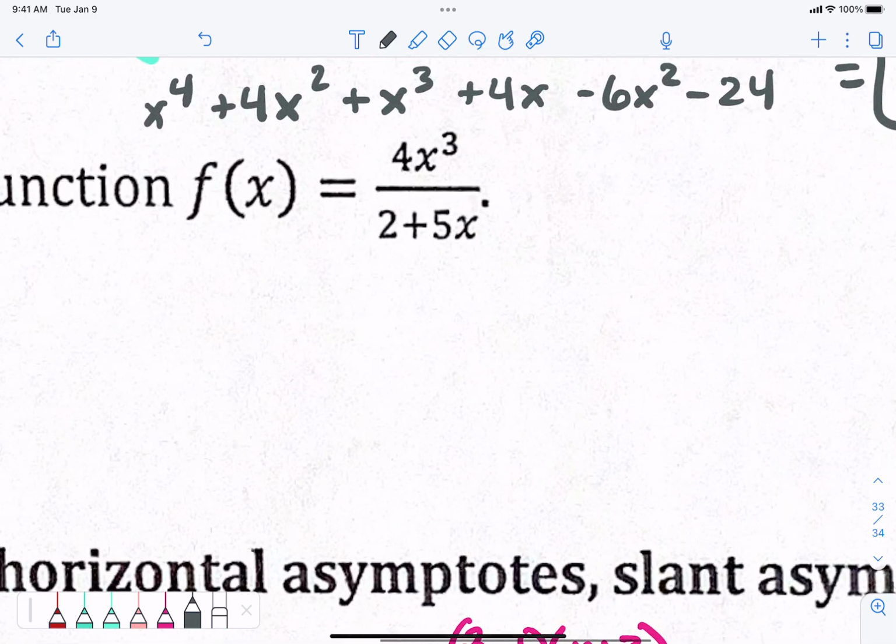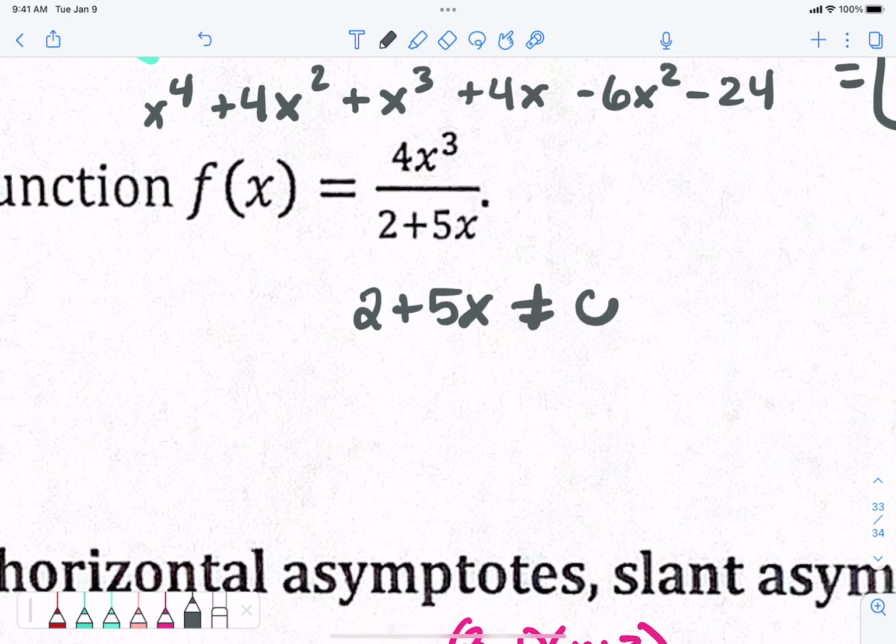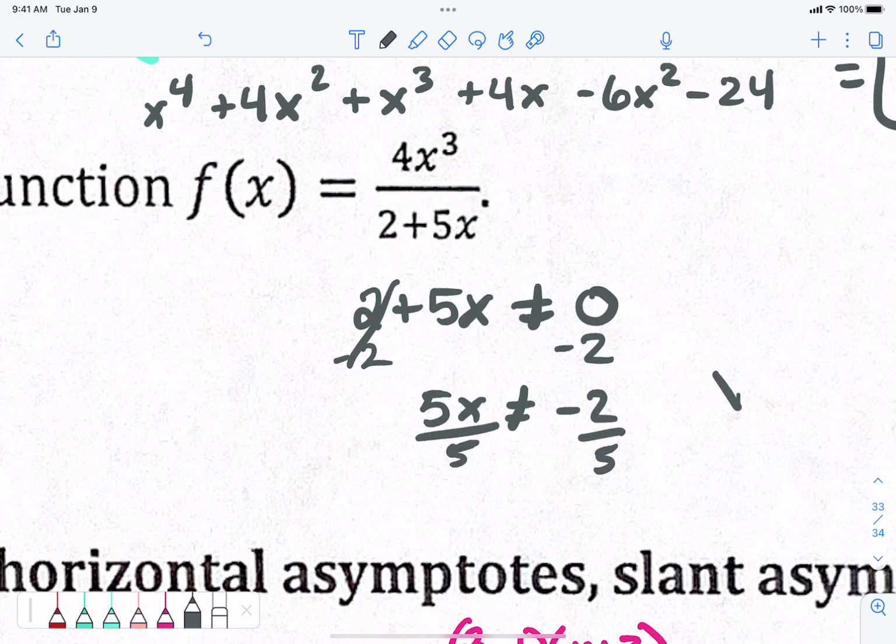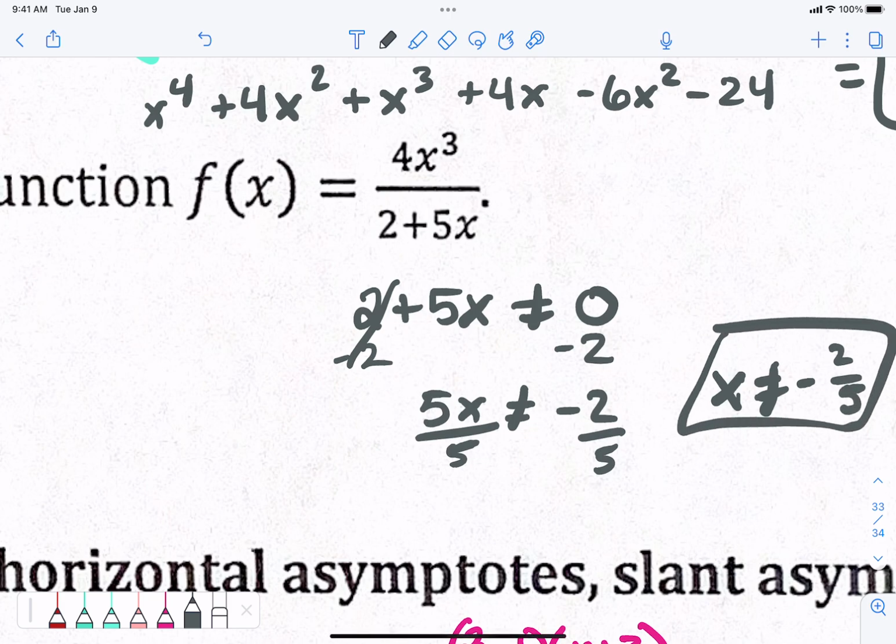Find the domain. 2 plus 5x can't be equal to 0. Minus 2, so 5x can't be equal to negative 2. Divide by 5. x can't be negative 2/5. Sometimes you can do it in your head, sometimes you have to write it out. This was one where I would just write it out.